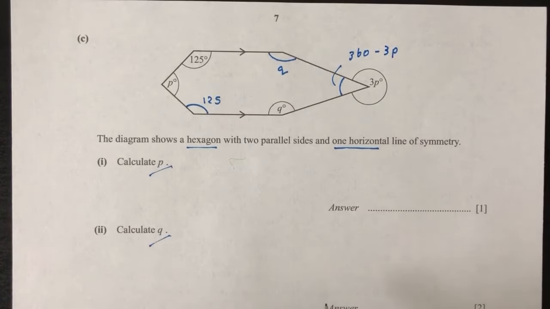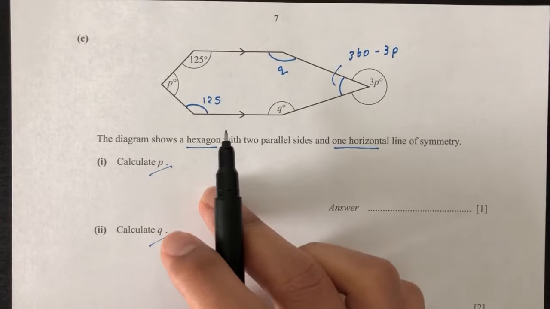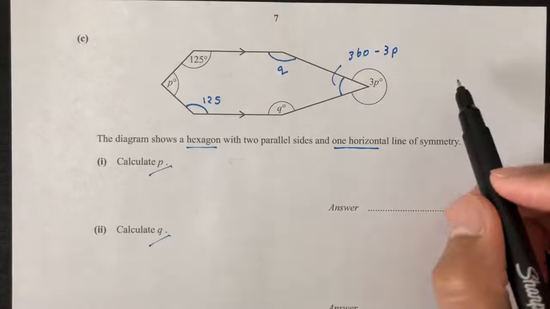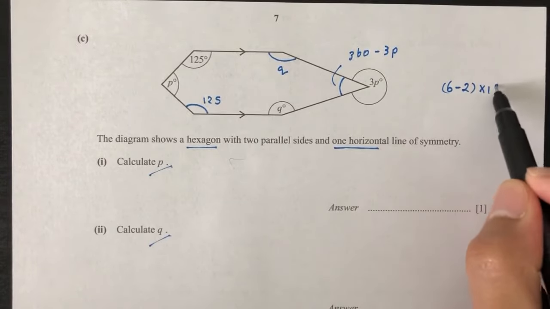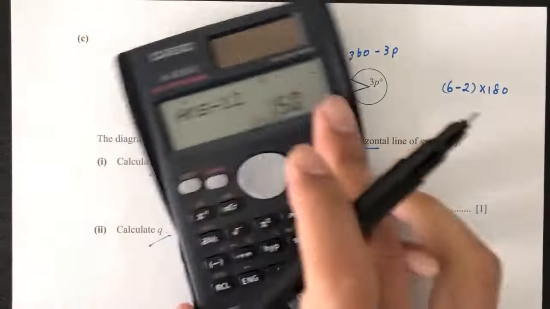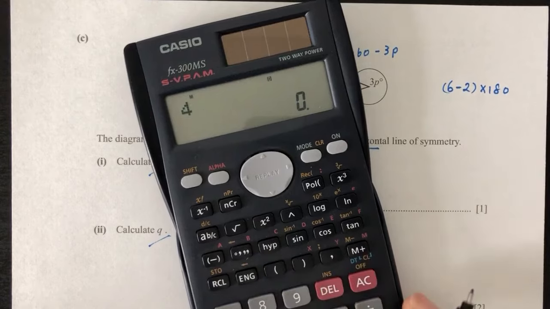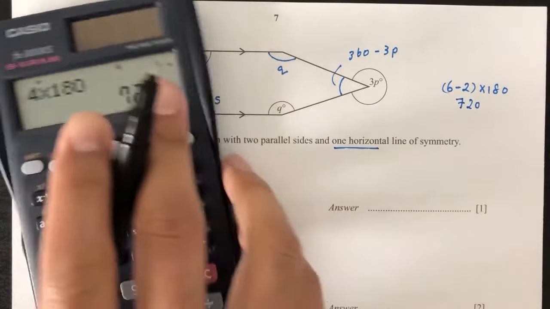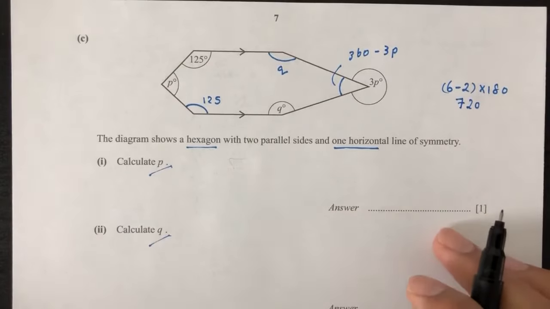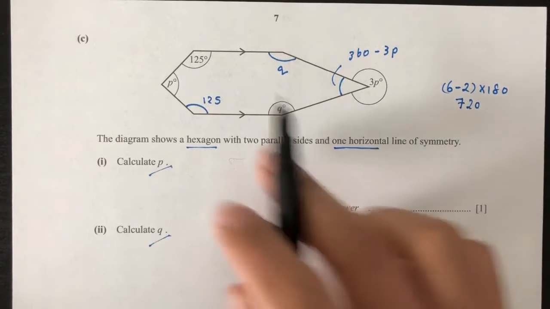Okay, so now we can solve. So what is the sum of the angles in a hexagon? A hexagon has 6 sides. So the sum of angles will be 6 minus 2 times 180. That will be 4 times 180. That will be 720. Okay, so that will be the sum of all the angles inside.